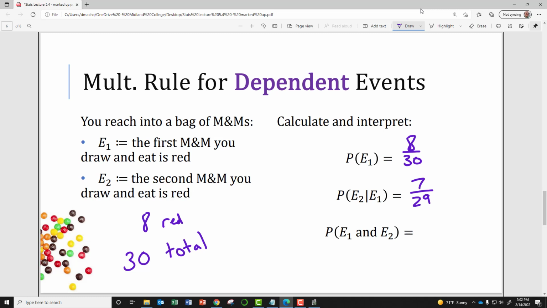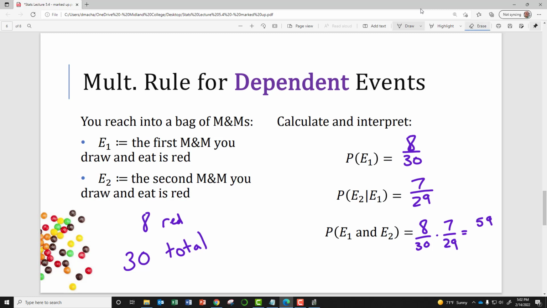So now, if I want to calculate the probability of both of these events occurring, so if someone asks you, what's the probability that the first 2 M&Ms that we draw and eat are both red, well, this would be 8 over 30 times 7 over 29. That's going to be 56. No, I said 56, which was correct. I wrote 59, which is not correct. Over whatever 30 times 29 is.